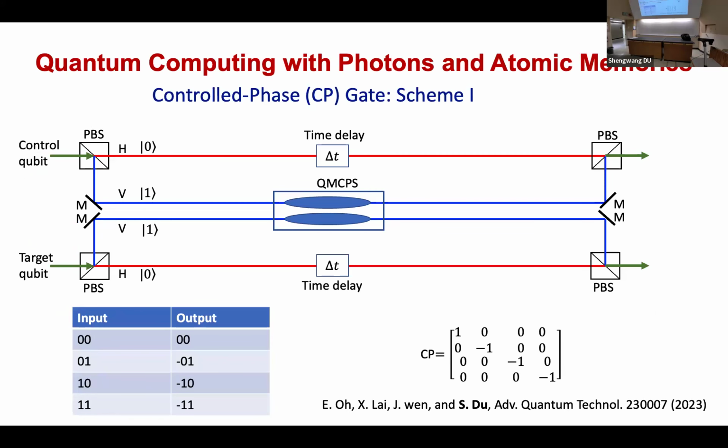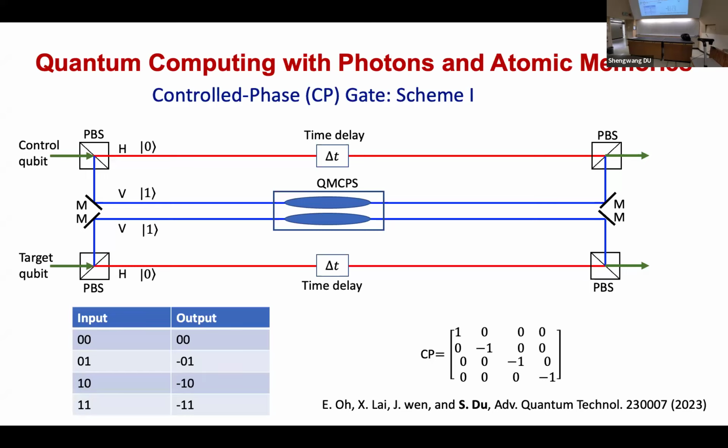So this is one of the schemes. I will talk about how to do that. Let's assume we have two photons coming in. One is called the control qubit photon, another the target qubit photon. Let's assume we encode H polarization as 0 and V as 1. Assume this is the black box, and inside there are some atoms.